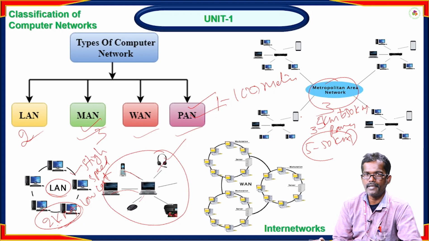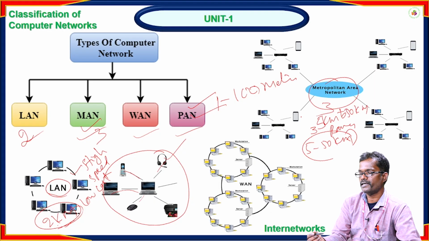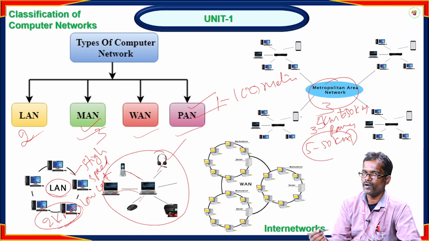Here, the speed may be average. Why? Because it is a large city, large networking. So, the speed may be moderately high. A city or a town, a combination of towns like that we will have.